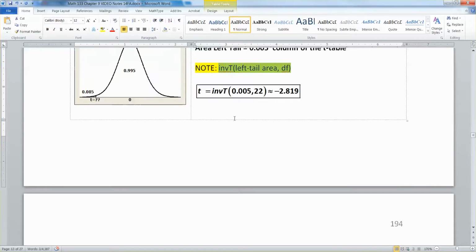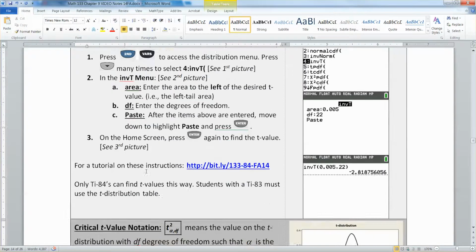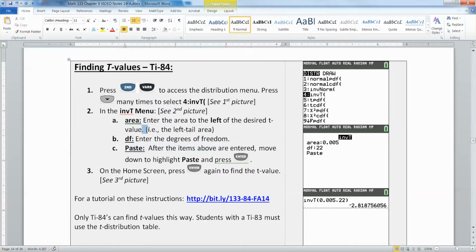All right, now that we know how to do that, let's do it some more. Let's find some more T values. So I have all the instructions here on how to do that. Just a reminder that the area is always the left tail area. That's the big key there. And then the degrees of freedom is DF.